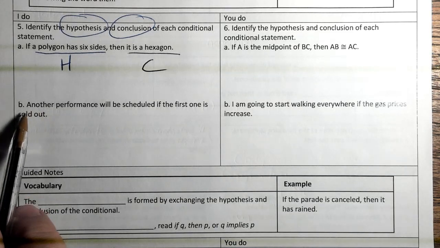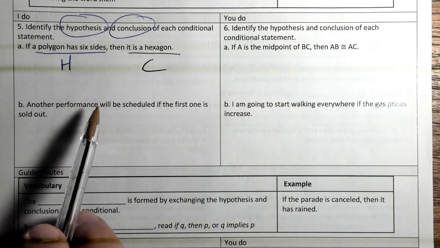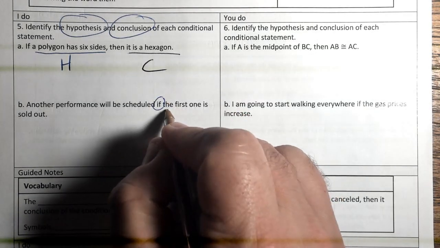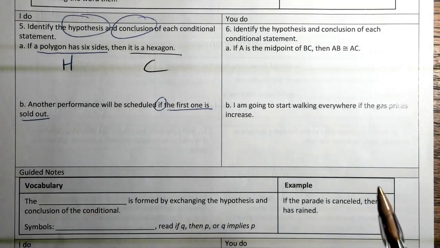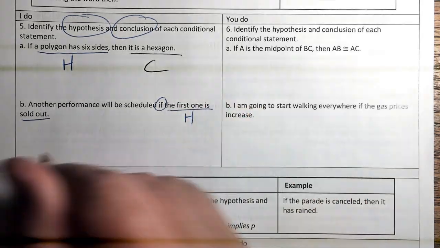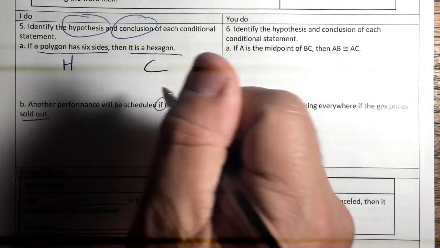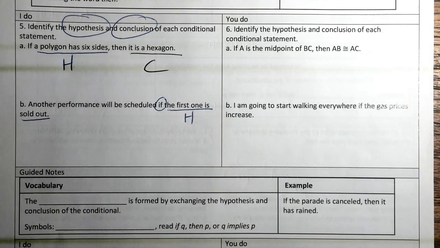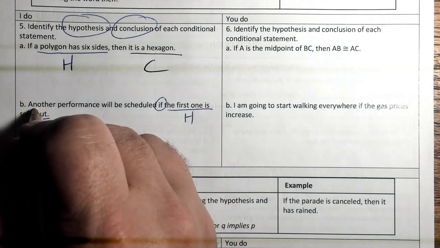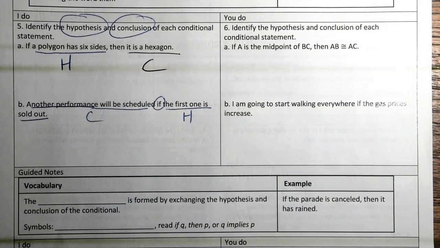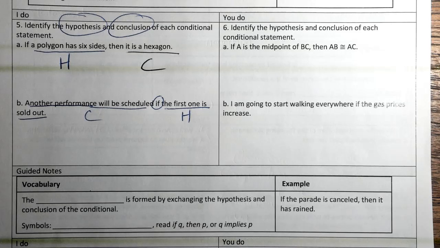So down here we have another statement written a little different. Another performance will be scheduled if the first one's canceled. So the first one is, or I'm sorry, sold out, not canceled. Got to read all the words. So the if part of this, or the hypothesis, is the first one is sold out. The conclusion is, and there's no then here because you can't say then another performance will be scheduled if the first one's canceled. It's just not proper English. So this here, another performance will be scheduled, is the conclusion there. So you can start with the conclusion. That's the point of this for you.